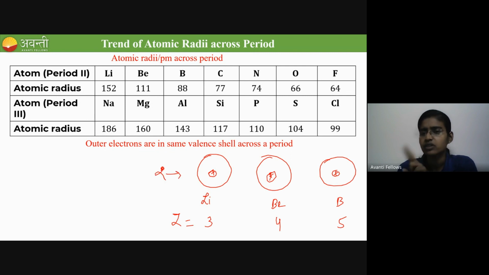So they will have 2 shells, and the second shell will be the outermost shell. This is shell number 1 and this is shell number 2. For all 3 atoms, this is the case. Now, since lithium has atomic number 3, it has 3 electrons. Always remember, in the first shell we can put only 2 electrons. So from these 3, 2 electrons enter the first shell and the third electron enters the second shell.